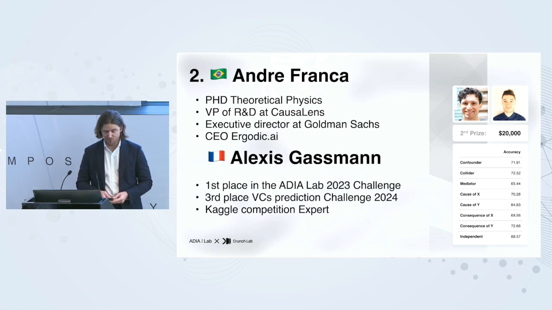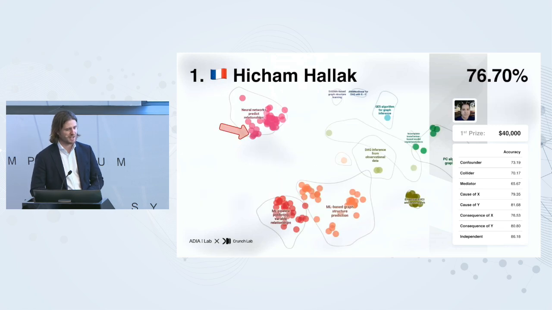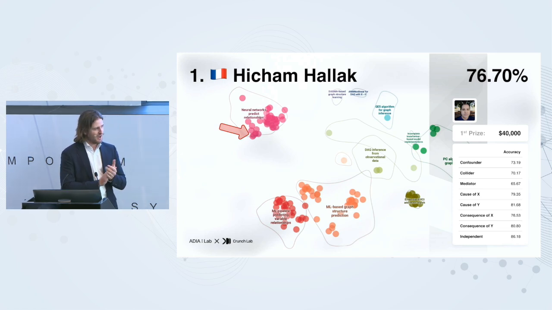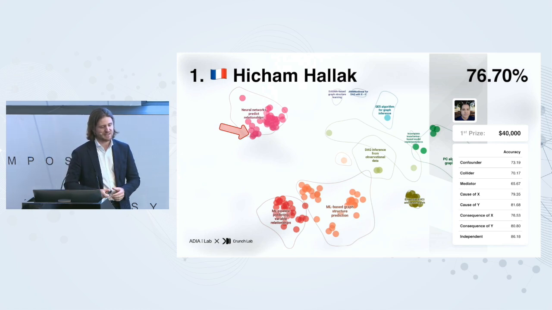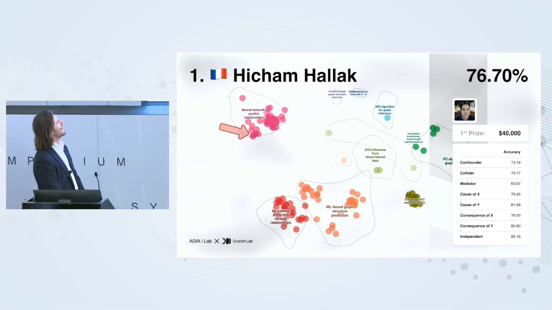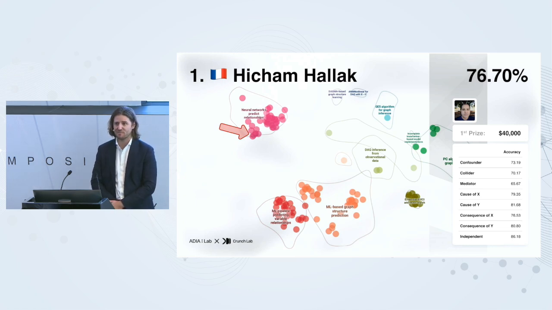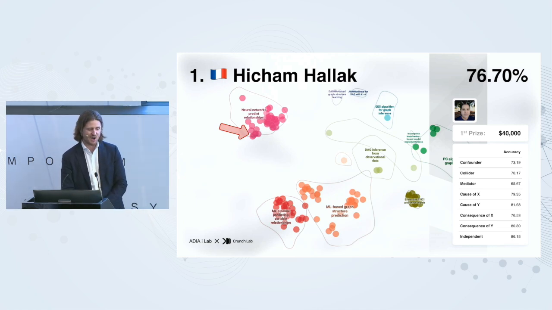Now, without further ado, the best solution of the causality competition this year was from Isham Alak. Congratulations, Isham. I think we can all clap for this amazing work. Unfortunately, Isham couldn't join us today, but as you can see, he built a solution that is a neural network, and that completely blew all the other solutions. So absolutely amazing work. 76.70% was the best performance this year on the out-of-sample dataset.